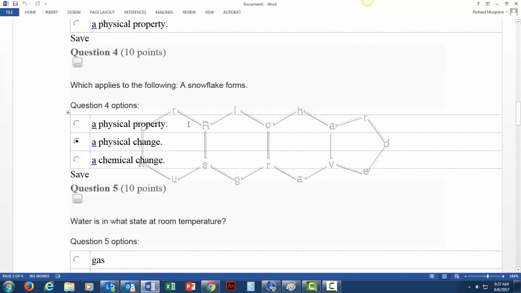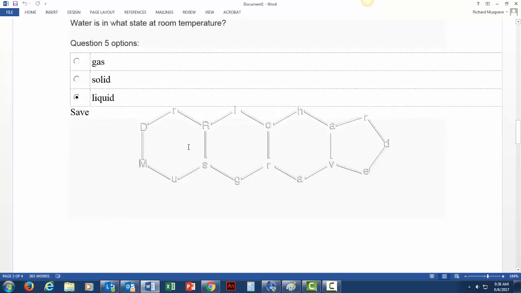This is in contrast to the next one. It says a snowflake forms. Now a snowflake is just water. It's just water in solid form, but it's still water. So a snowflake forming from water or water vapor is going to be a physical change. So state changes are generally physical changes.